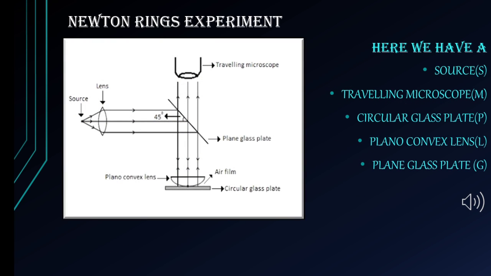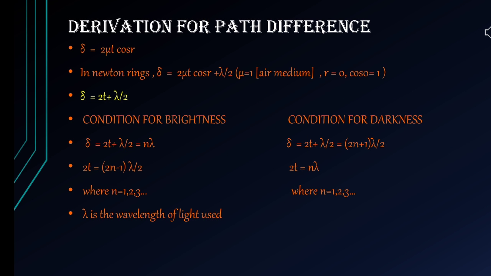Coming to the Newton rings experiment, here we have a source, lens, traveling microscope, plain glass plate, plano-convex lens and circular glass plate. These are the apparatus required for the Newton rings experiment. We can derive path difference, wavelength, number of images of interference, thickness, refractive index, and refractive angle using these Newton rings. Now coming to the path difference, in Newton rings, path difference is equal to 2 mu t cos r plus lambda by 2.